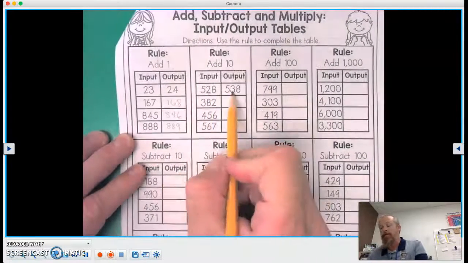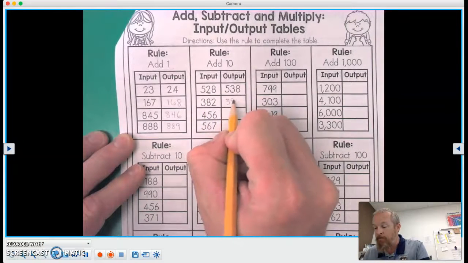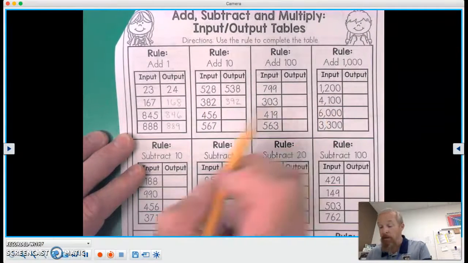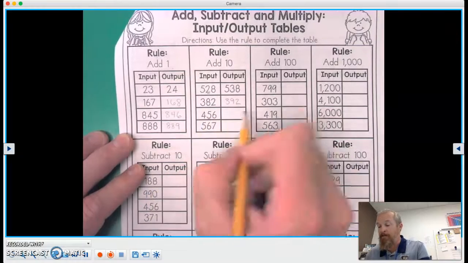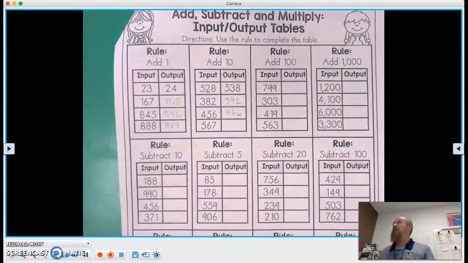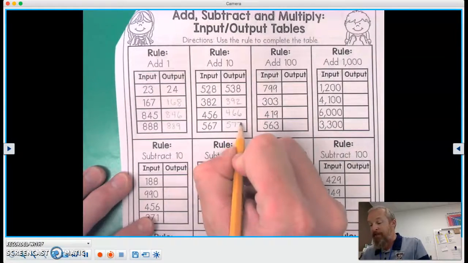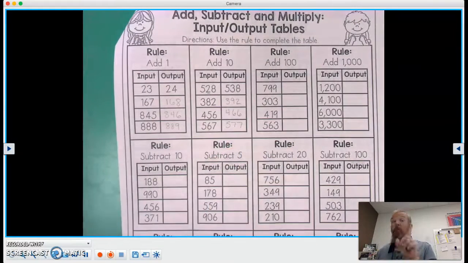So 528, 538. 382 we'll go to 392. 456 we'll go to 466. 567 we'll go to 577. Good. We're still just adding 1. We're just jumping over a place, right?